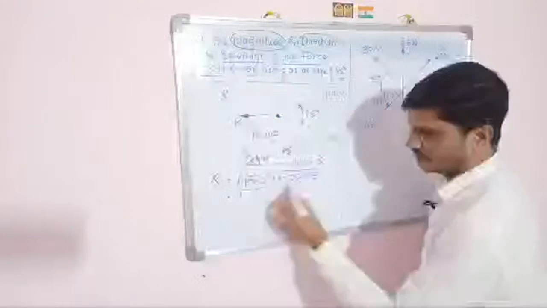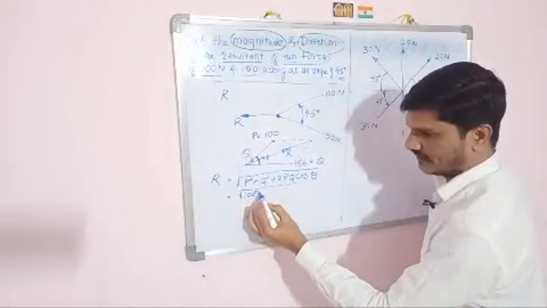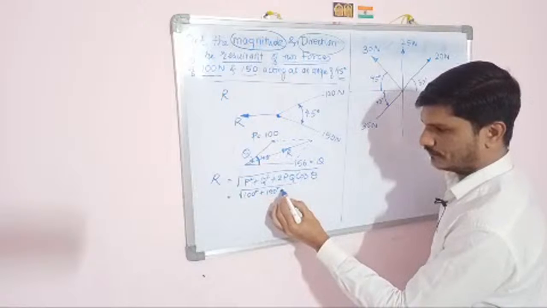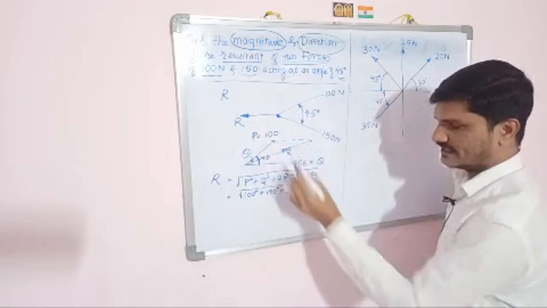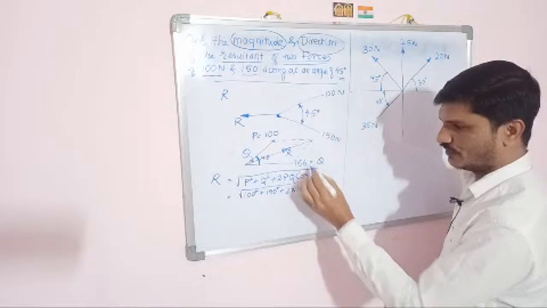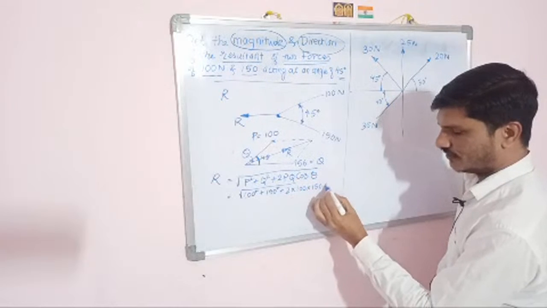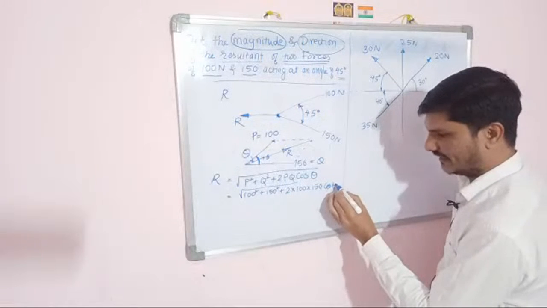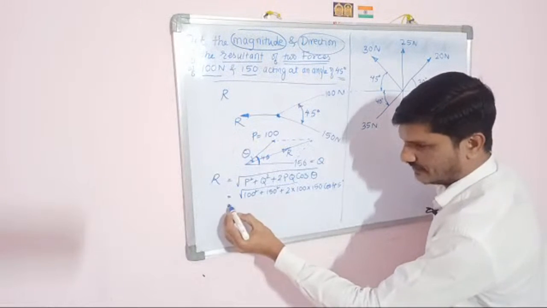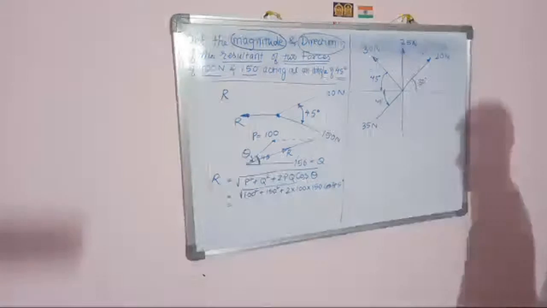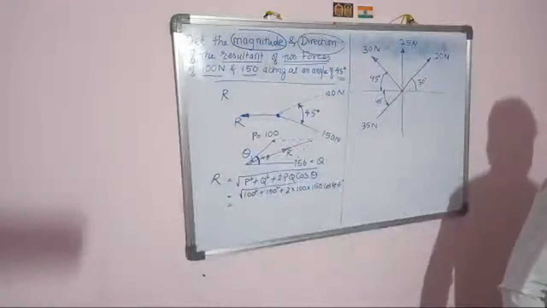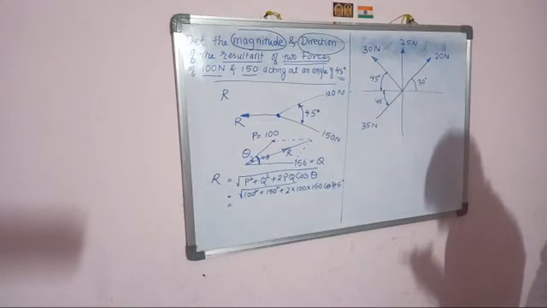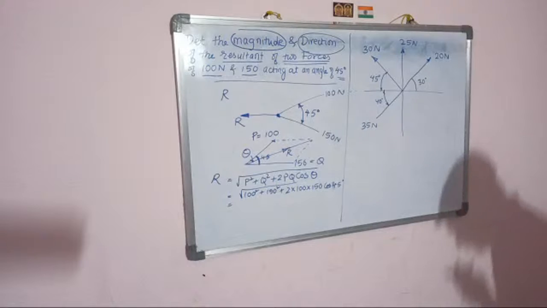What is the value of P here? That is 100 square plus the value of Q, that is 150 square, plus 2 into P, which is again 100, and Q is 150, into cos theta. What is the value of theta again? It is 45 degree. Now you will get the value of the resultant force. Anyhow, the calculator is not with me. Sorry, I will wait for some time.